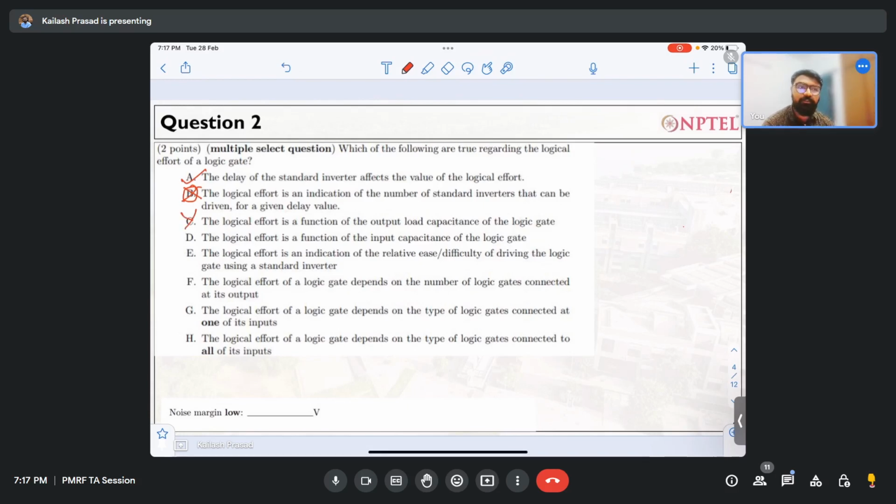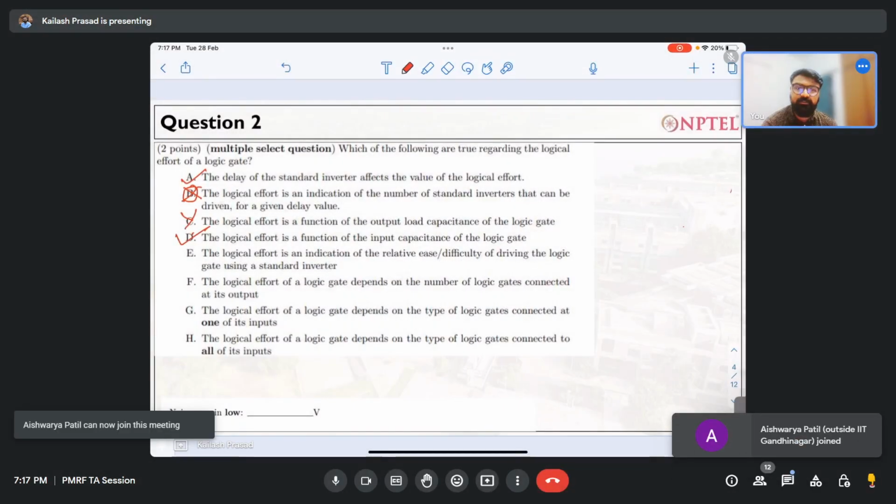Okay, so the fourth option, D, will be correct, right? The logical effort is a function of input capacitance, right? So in that regard, the fourth option will be correct. The logical effort is a function of input capacitance of a logical gate.